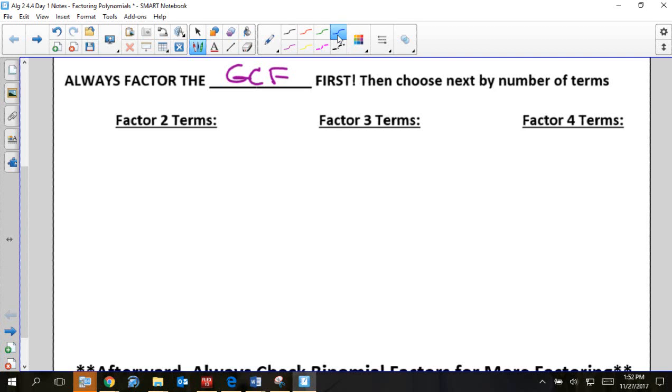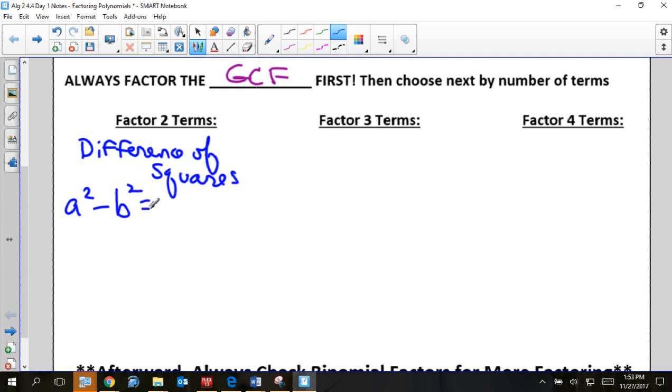If you have 2 terms, as of today, before I teach you something new, all we know how to do is factor what's called difference of squares. And those are the kind that look like a squared minus b squared. And we would factor a squared minus b squared to be a plus b times a minus b. So if it has 2 terms, you're looking to see if you can factor that.